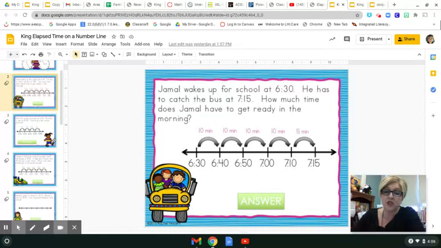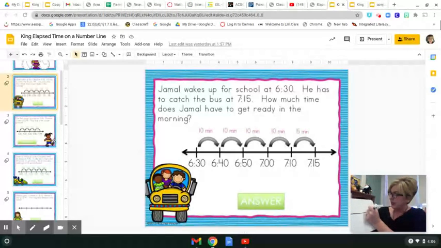How much time does Jamal have to get ready in the morning? So they drew, and I've got my board here. I'm going to try to do this kind of the same thing, how to set it up so that maybe when you set up yours, you can draw out your number line, and it might help you, okay? So I'm going to put arrowheads at the end.